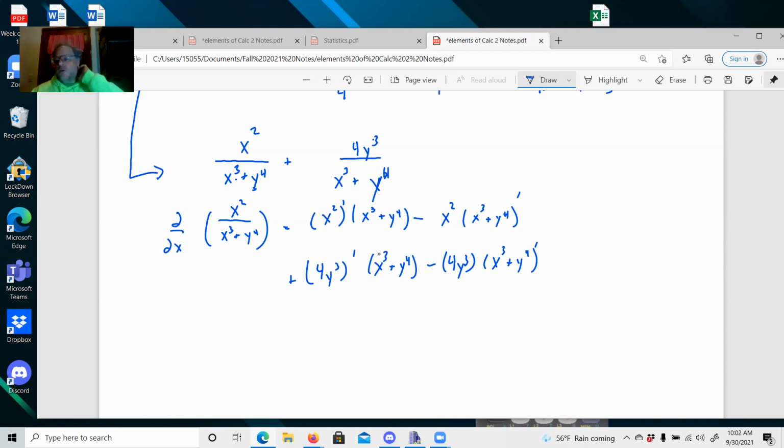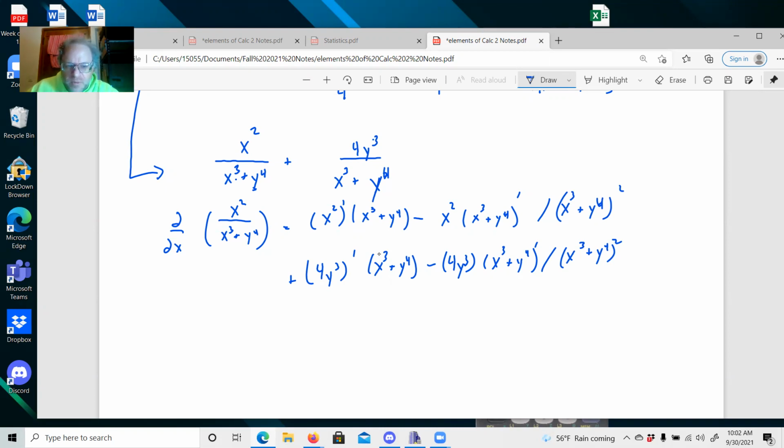All I'm doing there is laying out the plan, saying what I want to take derivatives of and what I'm dealing with, because quotient rule is not the funnest thing in the world. Both of these are divided by the bottom, so this is going to be x cubed plus y to the 4th, squared. So we have to finish off the quotient rule here.